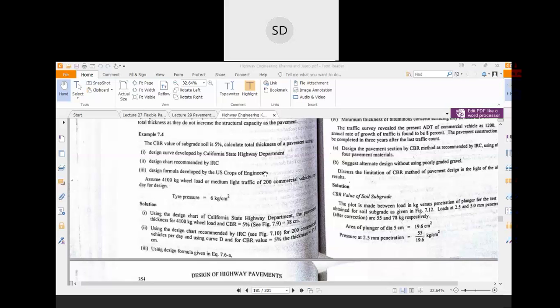Okay, I am again discussing the chart, how to use the chart. We see the question. This 4100 kg is not required for the IRC chart because that is for another method. Here another method is also mentioned. As in your syllabus only the CBR method is there, I will discuss only the CBR method. In the question the traffic load is given as medium. So for medium traffic load you have to find the total thickness for 5% CBR value.